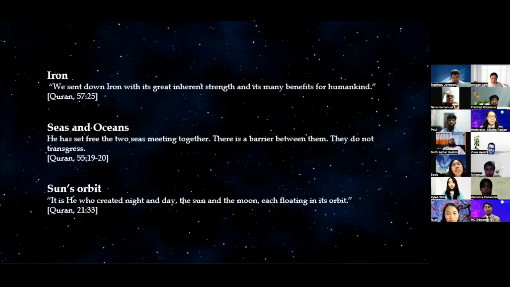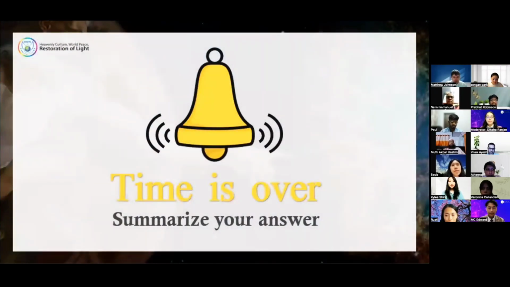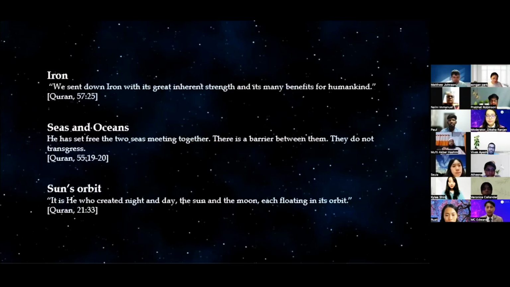Seas and oceans. Modern science has discovered that in the places where two different seas meet, there is a barrier between them. This barrier divides the two seas so that each sea has its own temperature, salinity, and density. Principles of Oceanography, Davis, 1972. He has set free the two seas meeting together. There is a barrier between them; they do not transgress. Quran chapter number 55, verses 19 and 20.